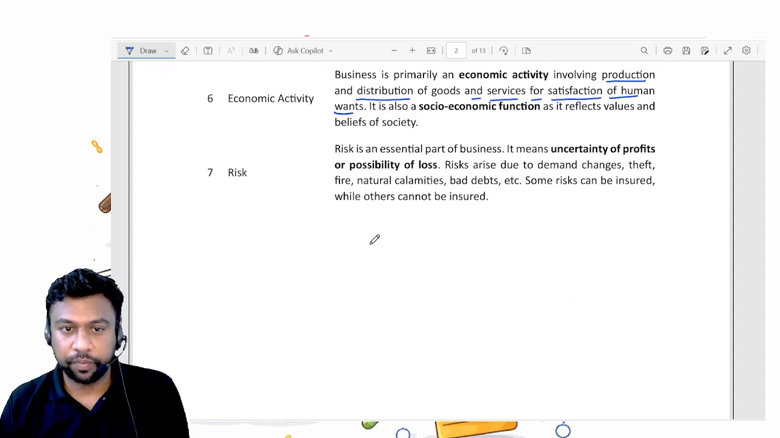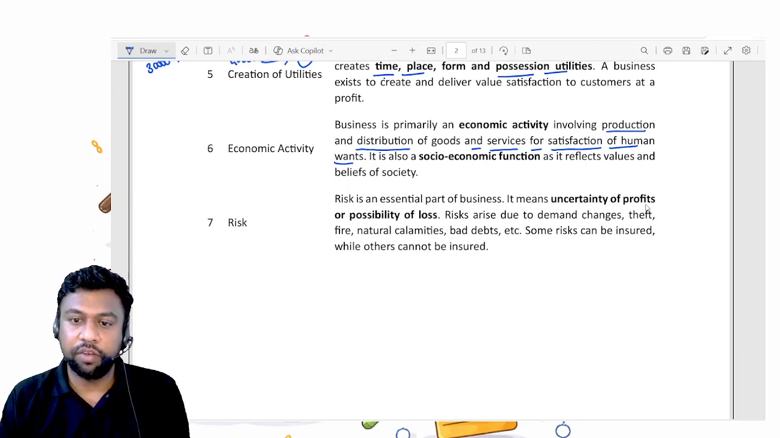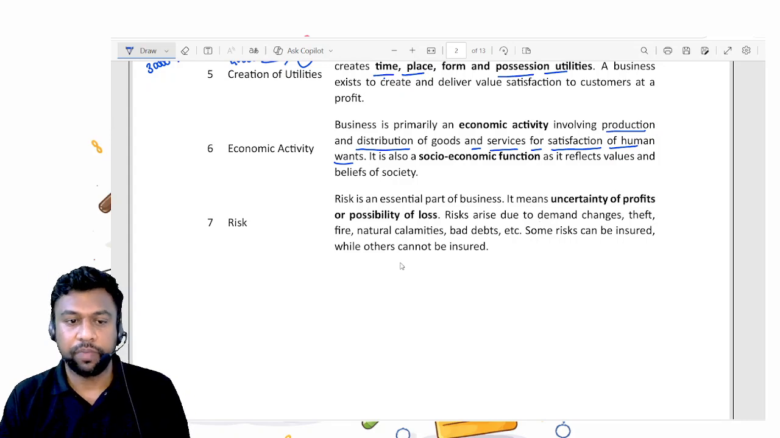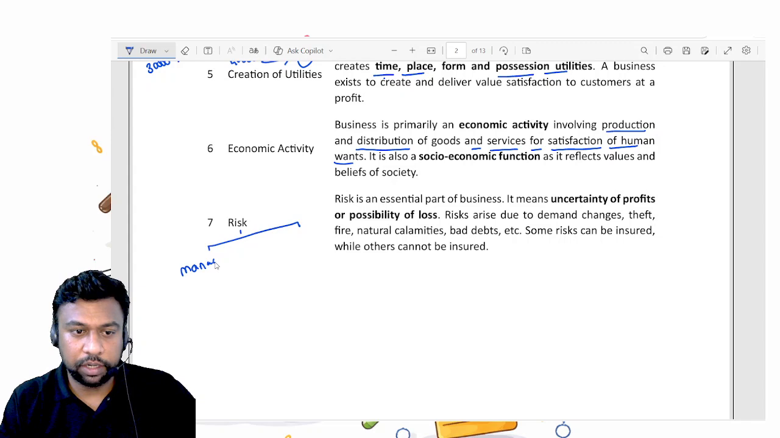That is fine. Risk. Risk is an essential part of any business. It means uncertainty of profits or possibility of loss. Risk arises due to demand change, theft, fire, natural calamities, bad debts, etc. Now, there are two types of risk. One is manageable risk and one is uncontrollable risk.